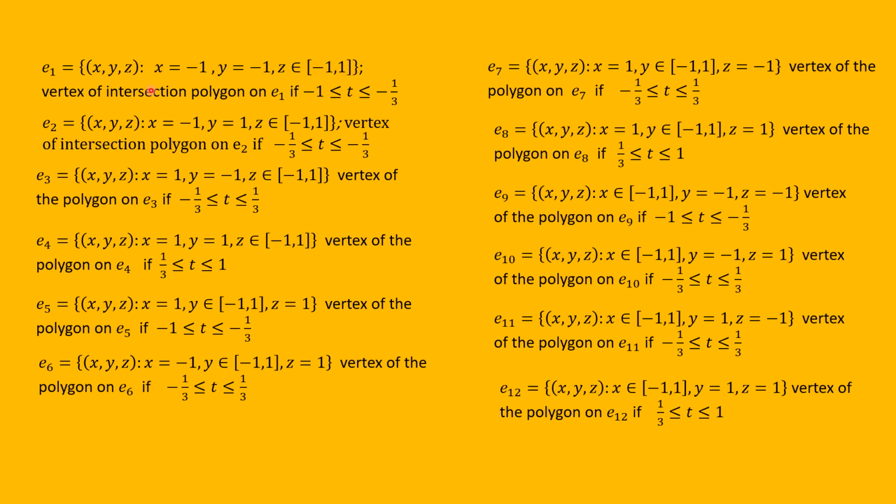Well, in that case, the intersection polygon has a vertex on E1 if t is between minus 1 and minus 1/3. Similarly, E sub 2, defined as before, the intersection polygon in that case has a vertex on E2 for values of t between minus 1/3 and 1/3, and so on for all 12 edges of that cube.